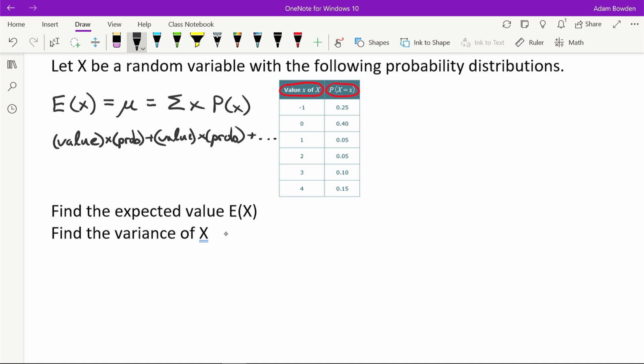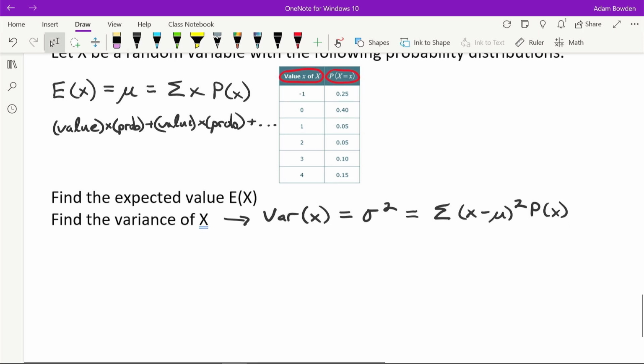The variance of x, sometimes in the textbooks they like to abbreviate it as VAR. I usually don't do that. I usually use the notation sigma squared. That's like standard deviation, but raised to the second power with no square root. And the variance formula for a discrete probability distribution goes the summation (x minus mu) in parentheses squared times p of x. So we're going to do both of those calculations here.